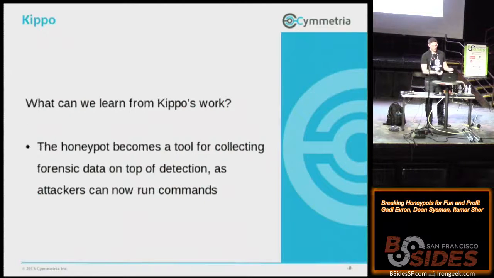And what can we learn from Kippo's work? The honeypot becomes a tool for collecting forensic data on top of detection, right? So, for example, knowing that we have an attacker on the network is much less valuable than knowing we have an attacker on the network and gaining the tool that they're using to connect back to machines, or their malware, or collecting tools on the machines, because that allows for mitigation much more than just being aware that there's an attacker on the network.